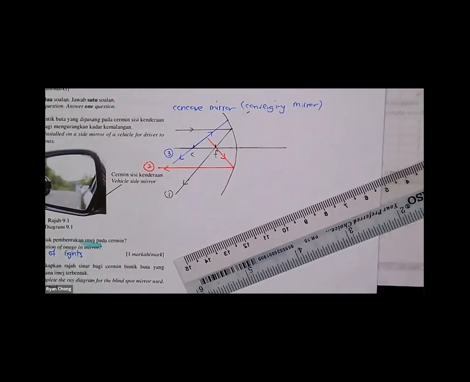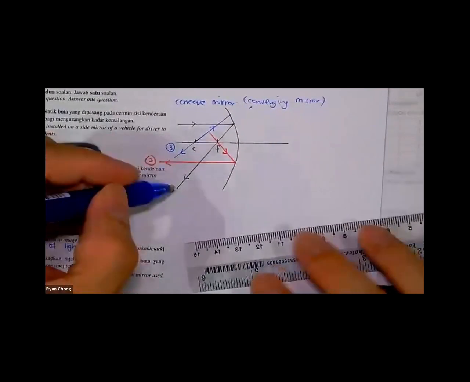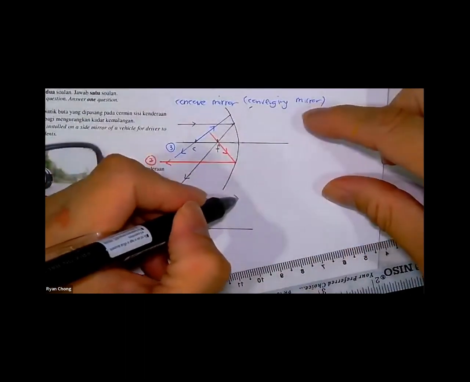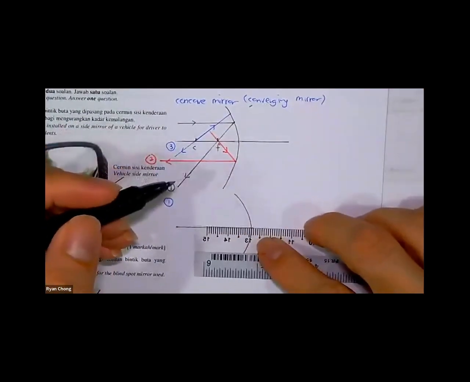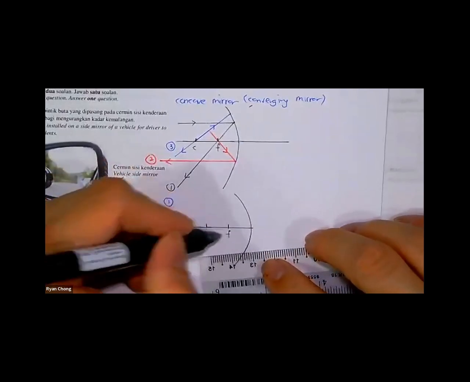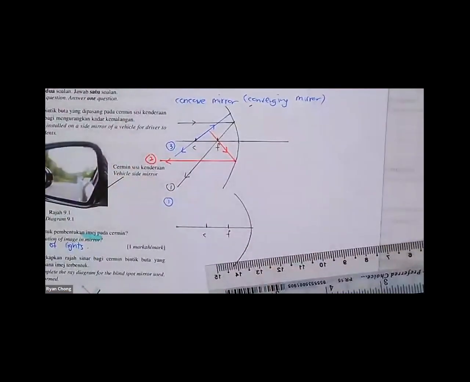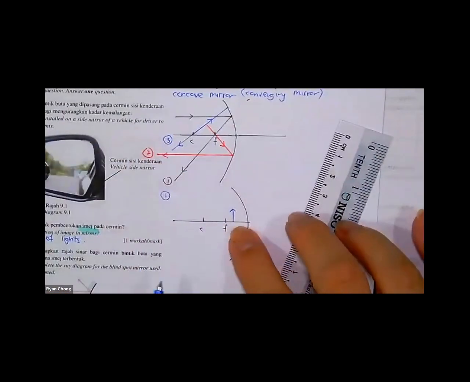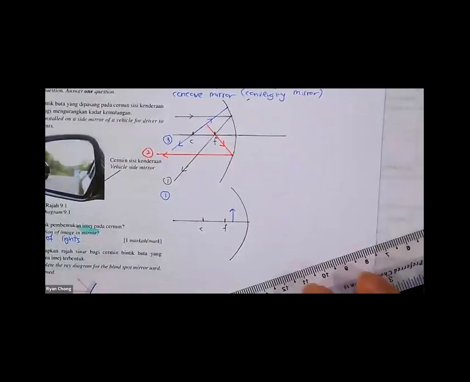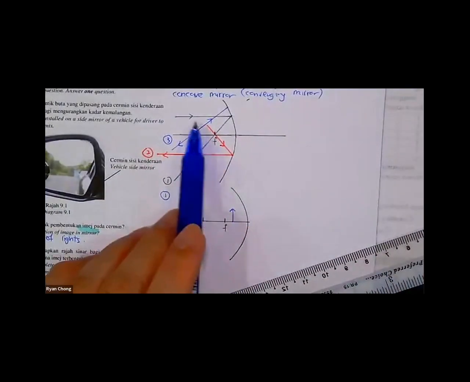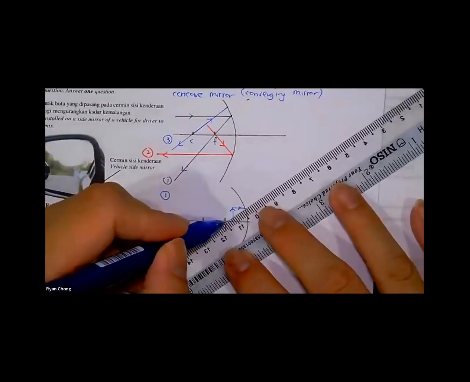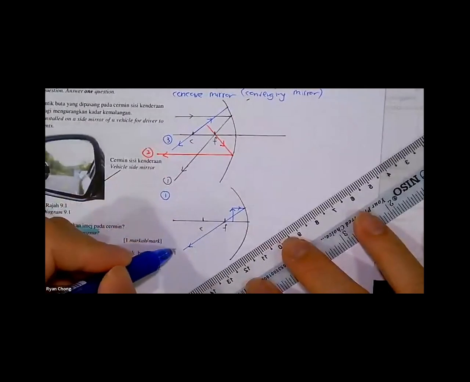Let me show you one example, then I can show you how I determine the characteristics easily. Let's say I do the same thing back: focal length and center. First, let's say the object is less than the focal length. So I will use line 1 and line 3. Line 1 means you go parallel and then you go to the focal point. This is line 1.